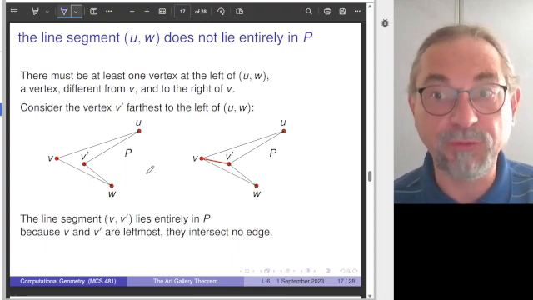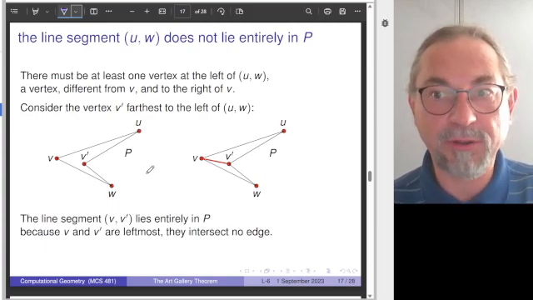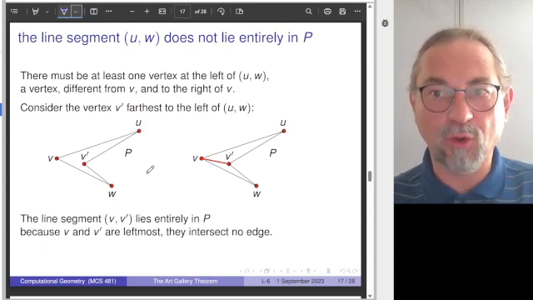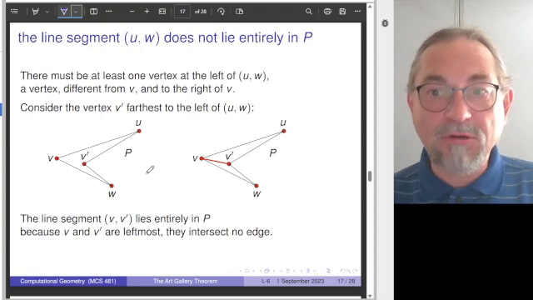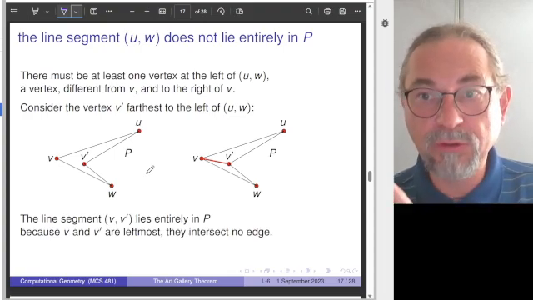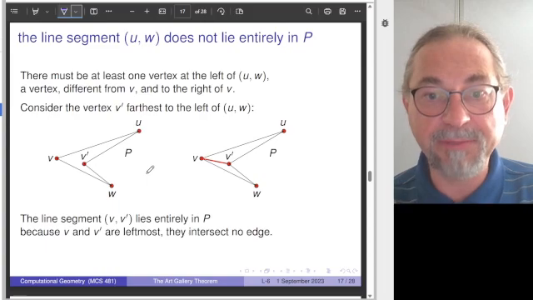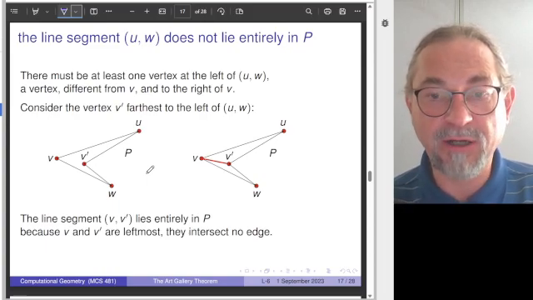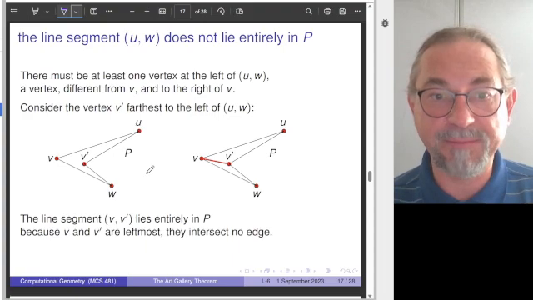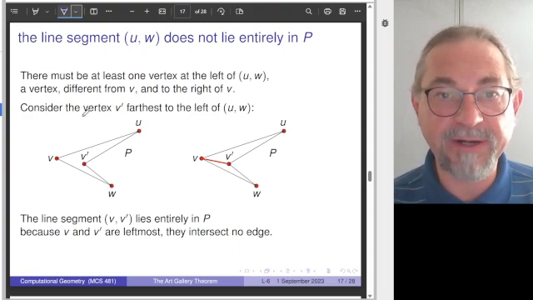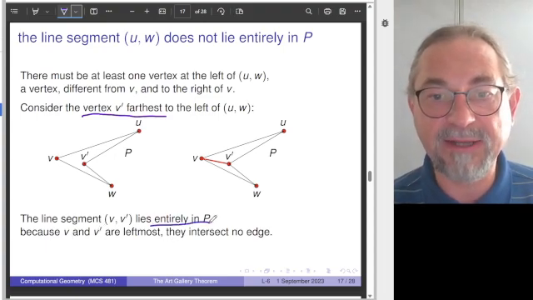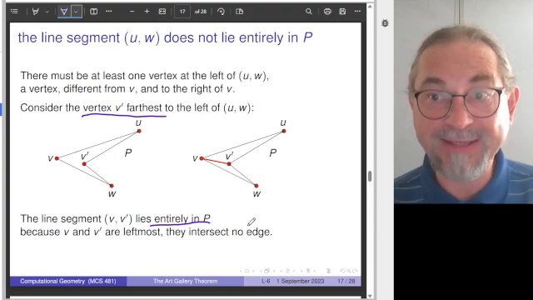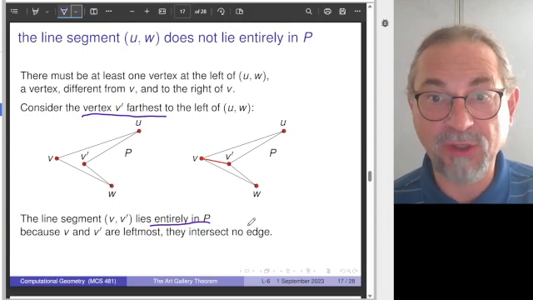So that is important. You would not have a simple polygon anymore. You would have a hole. The hole would be that entire triangle. Okay, we can't use UW to separate, but can we use the segment VV prime? And yes, that's where the definition of V implies that VV prime lies entirely inside the polygon. And that can be used in a triangulation.